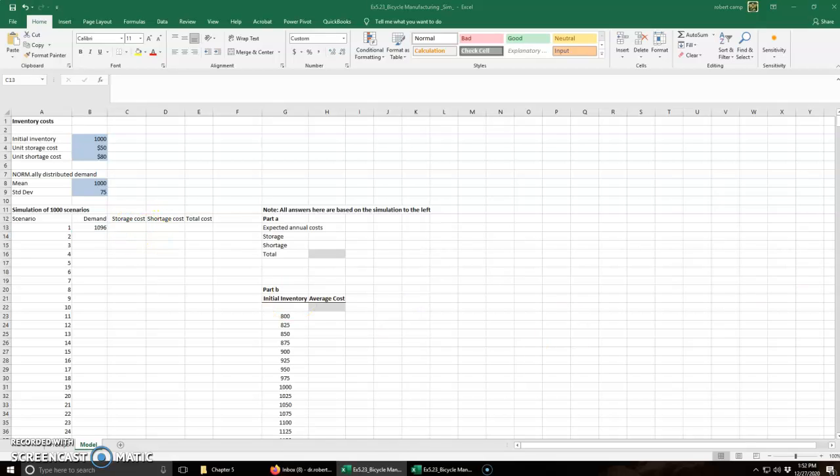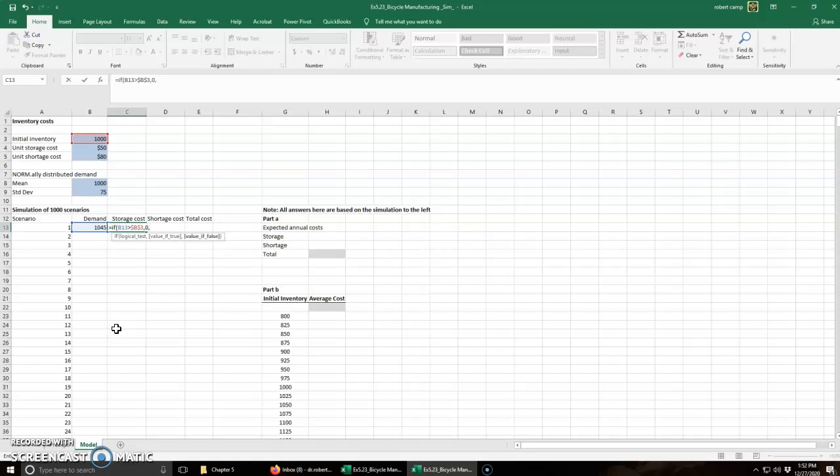Okay, so now we're going to look at our storage cost. Well, what is our storage cost going to be? Well, we only have storage costs if we don't sell enough bikes. So we're going to be running an if statement. So our test is, if our demand is greater than our initial inventory, so that means that we have sold more bikes than we initially stocked, and we'll hit F4 to lock that in. Well, if that happens, our storage cost is going to be 0.